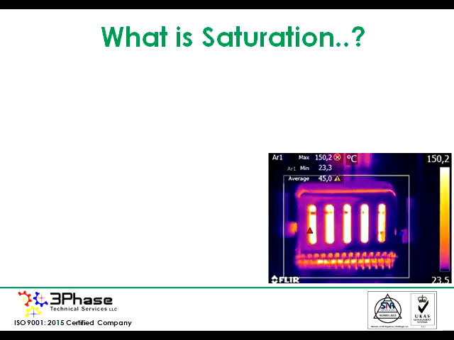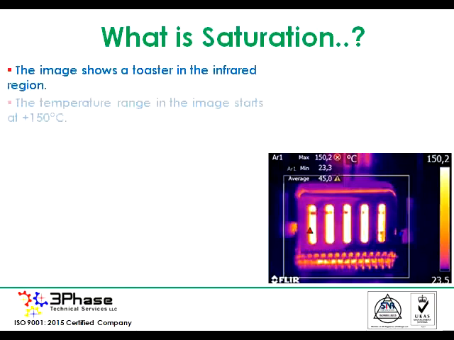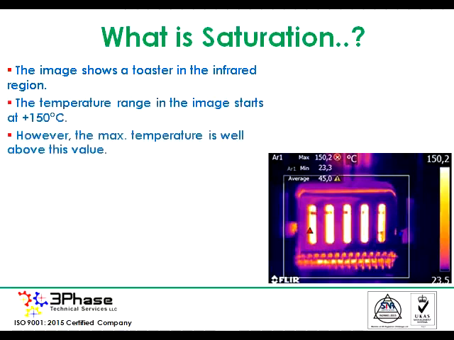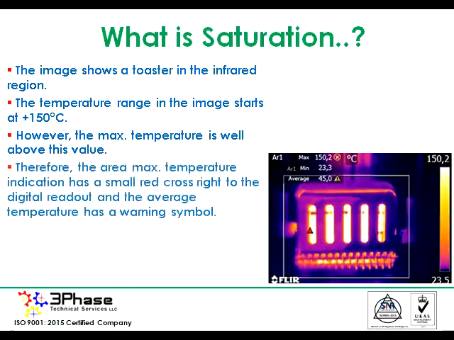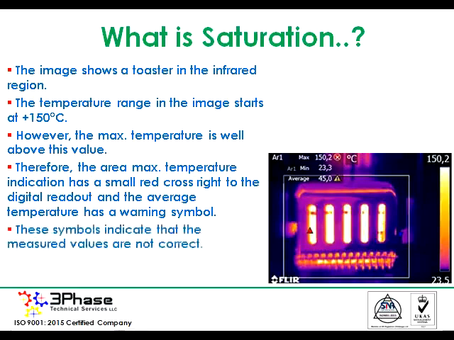What is saturation? The image shows a toaster in the infrared region. The temperature range in the image starts at +150 degrees centigrade. However, the maximum temperature is well above this value. Therefore, the area maximum temperature indication has a small red cross right of the digital readout, and the average temperature has a warning symbol. These symbols indicate that the measured values are not correct.